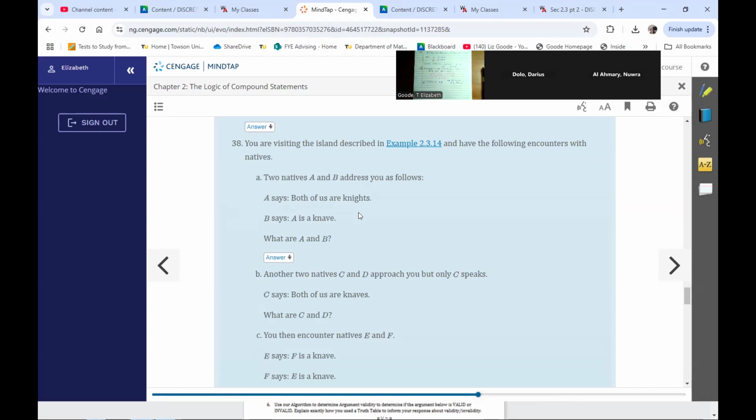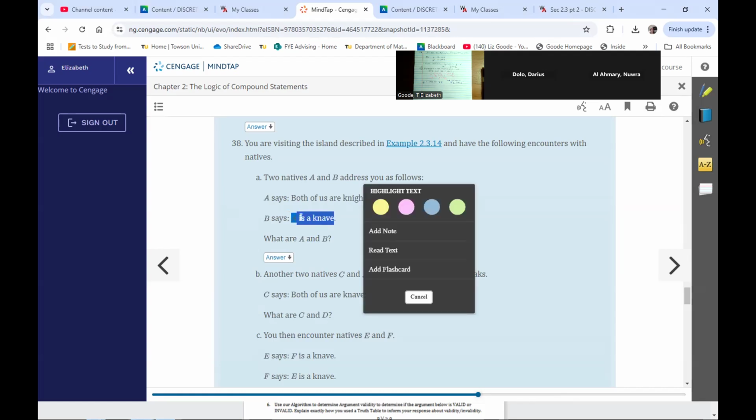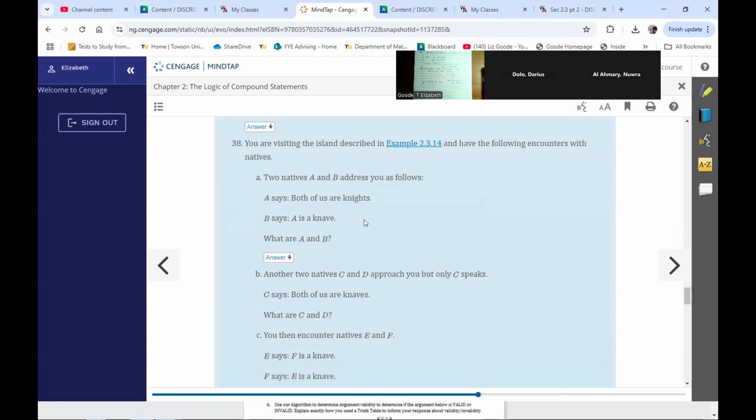So they can't both be knaves and they can't both be knights. So it's one of each. The question is, which one is which? Okay, so I'm guessing B would be the knight. Yeah, because they can't both be telling the truth. It's consistent for "both of us are knights" to be untrue and "A is a knave" to be the true statement. So yes, B is the knight and A is the knave.